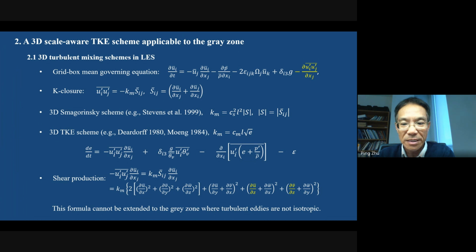In 3D Smagorinsky scheme, Km itself is assumed to be a function of local 3D deformation, where Km is the same in all directions because of the isotropic turbulence. In 3D TKE schemes, Km is parameterized in terms of TKE, which is determined by TKE budget equation. Using K closure, the shear production term can be expressed in terms of isotropic Km by this equation on the screen. In column schemes, only the terms in yellow are considered, but this formula cannot be extended to the gray zone because turbulence is no longer isotropic.